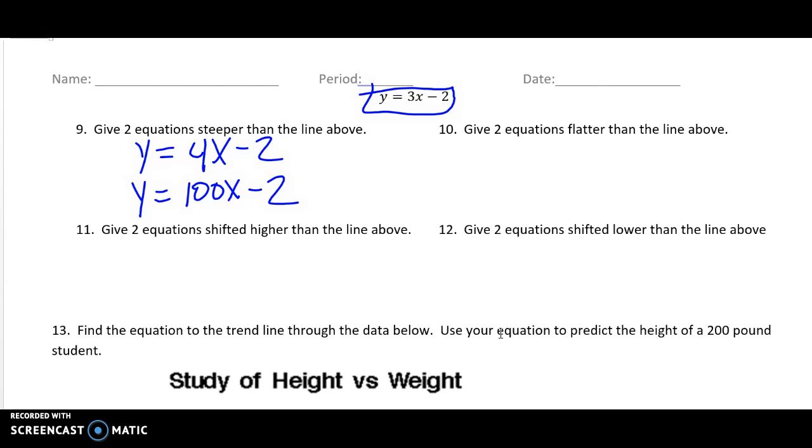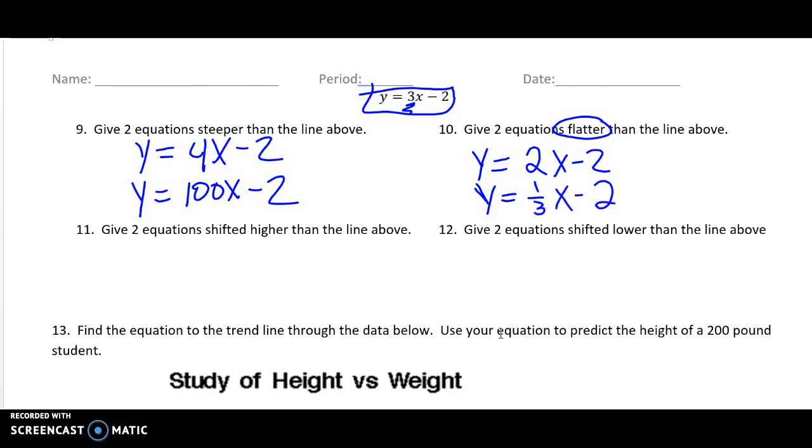Number 10, give 2 equations flatter. Flatter means a smaller slope than 3. So y equals 2x minus 2, and y equals 1/3 x minus 2.